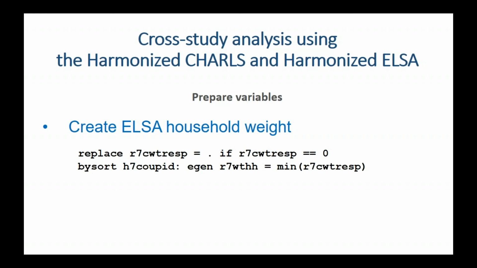So in this case, we're just going to create a fake household level weight for ELSA by using the minimum of any of the respondent level weights represented by that couple. There are of course different ways to do this. You could choose one of them randomly. You could take the maximum. So I'm not suggesting this as a strategy for everything. I just want to let you know what I did here in case you run into any similar issues.